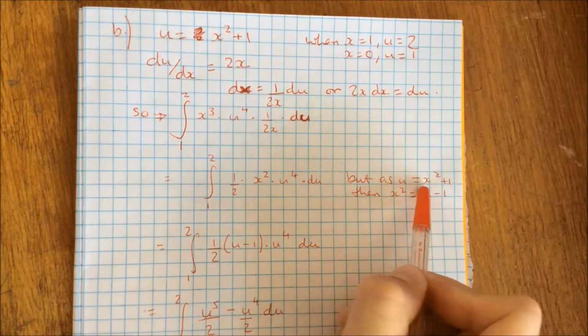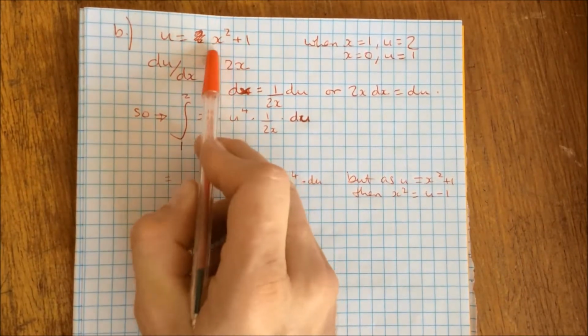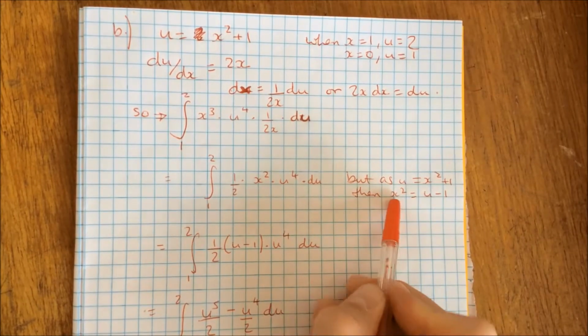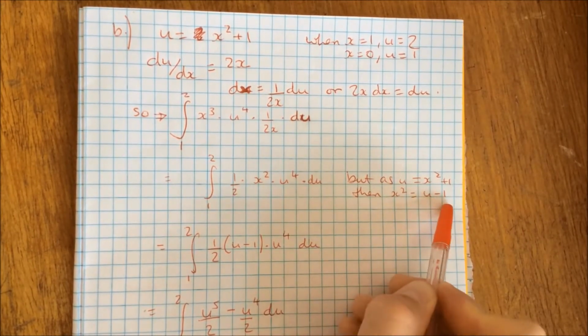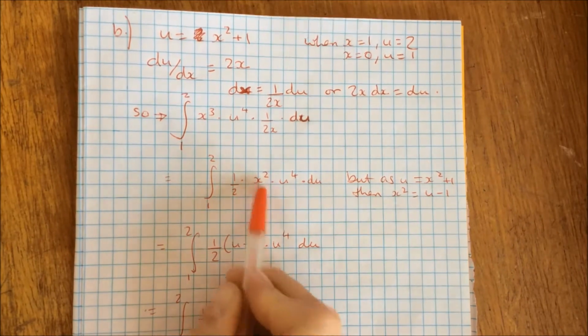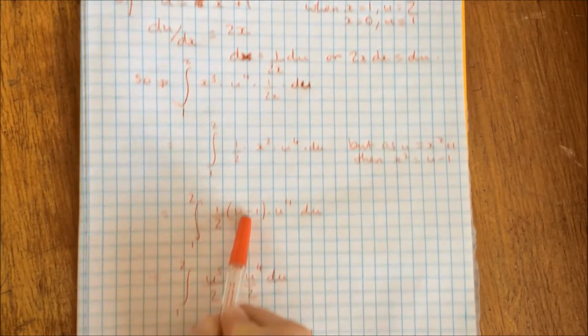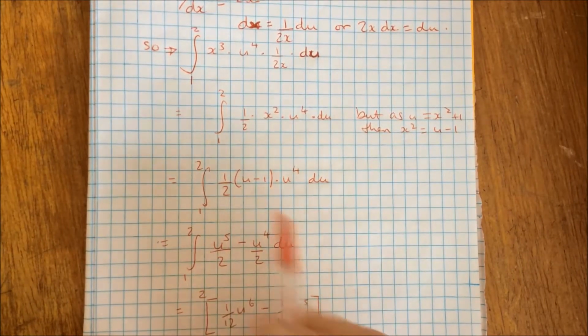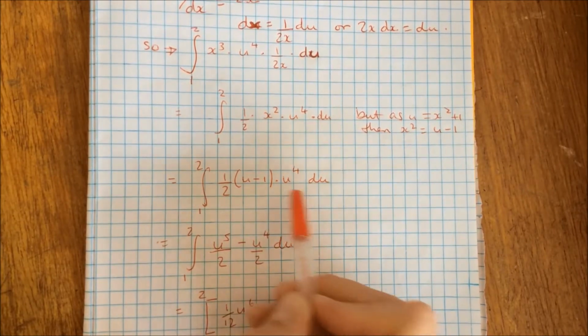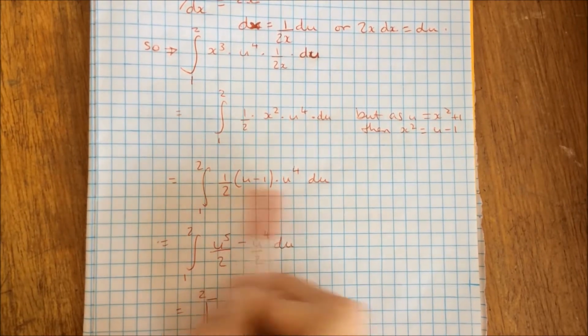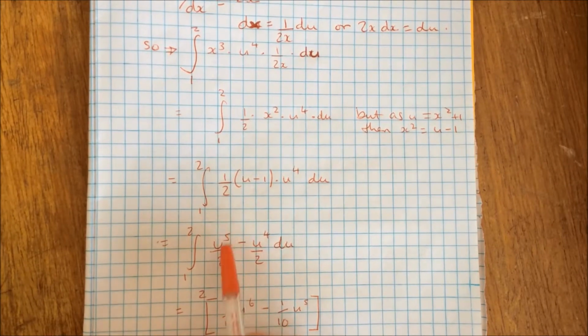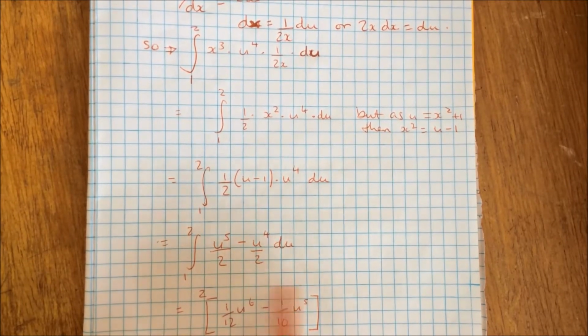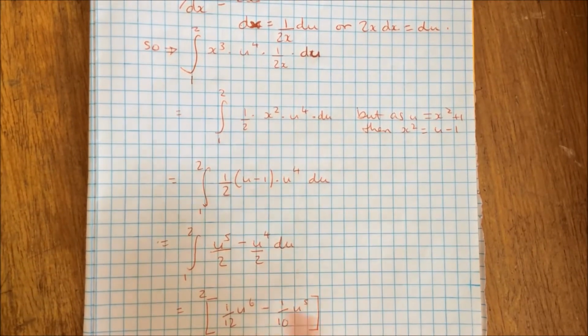And let's go back to the original expression, u equals x squared plus 1. That can be rearranged to get x squared equals u minus 1, and that's what I'm going to put in there for my final part of the substitution. So now I've got a half, brackets u minus 1, times u to the 4. Multiply that out. That gives me a half u to the 5 minus a half u to the 4, du.